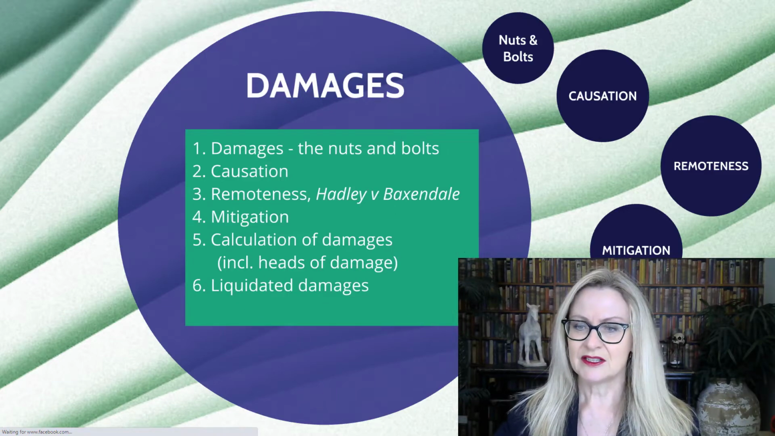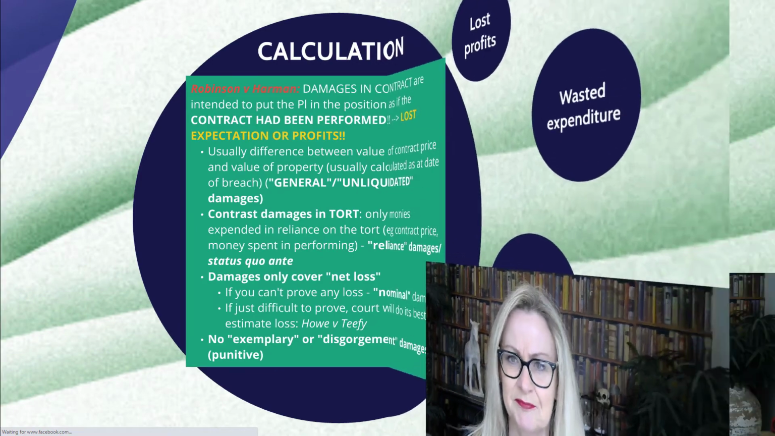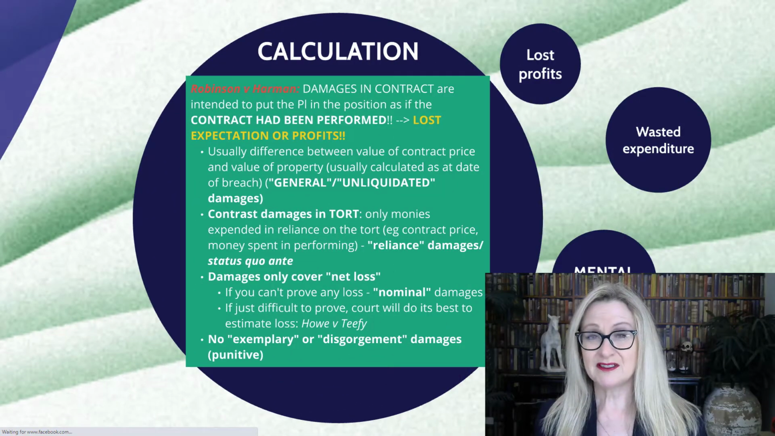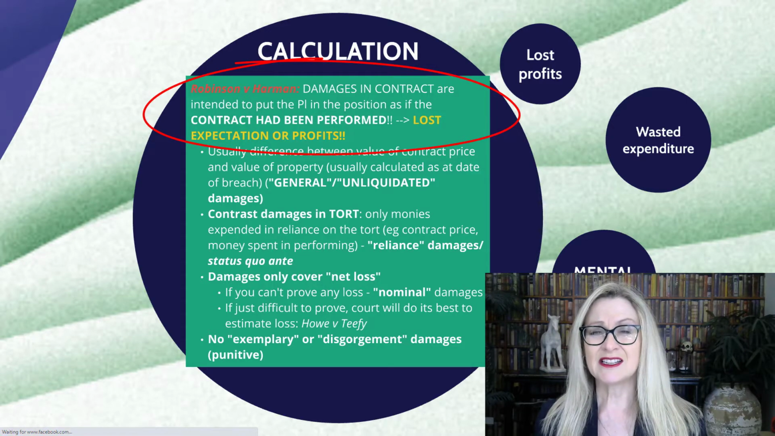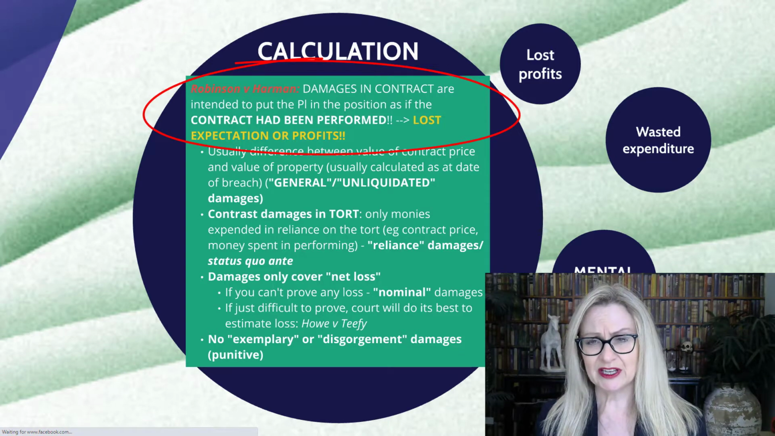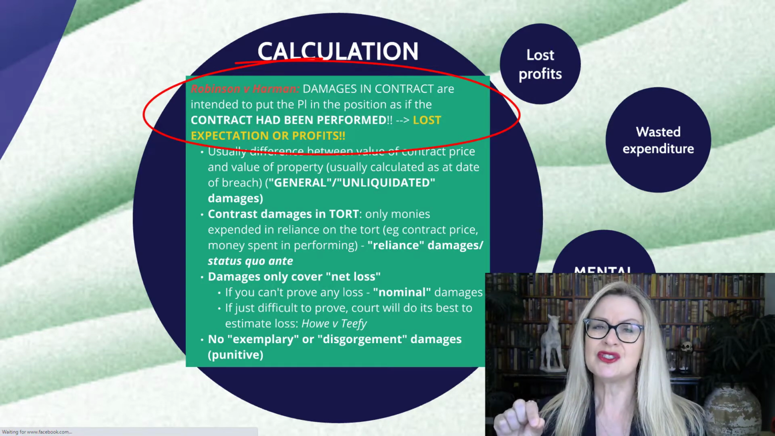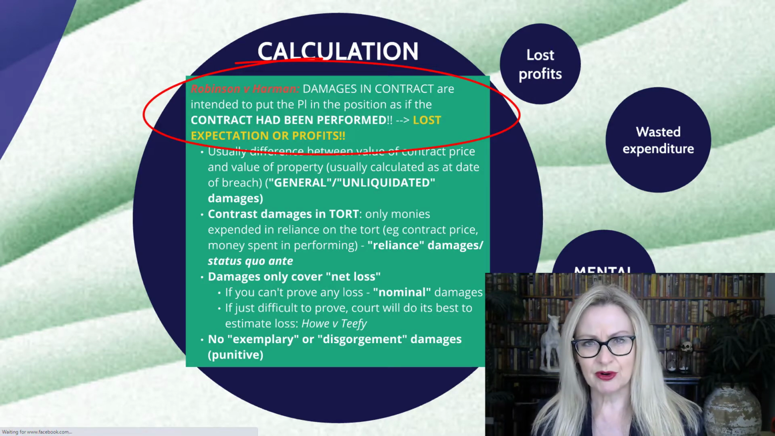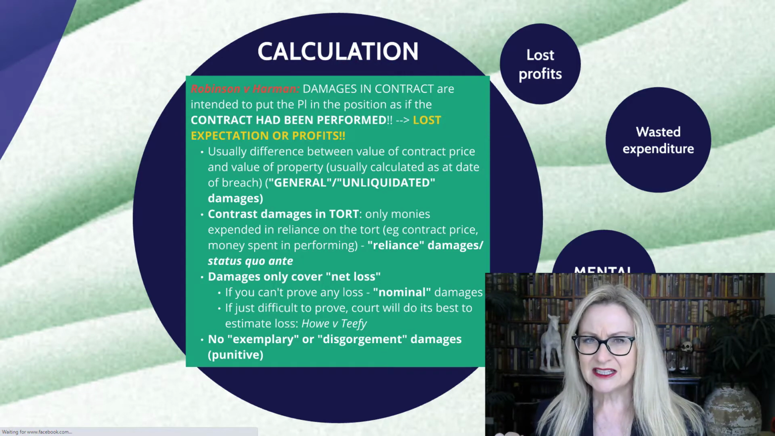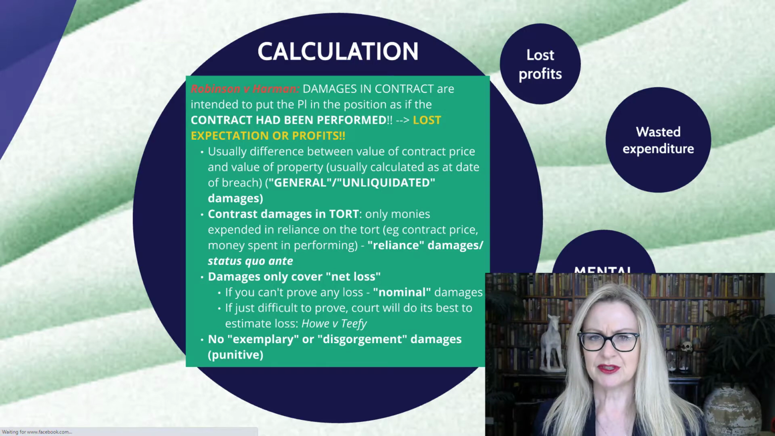So, looking first at calculation of damages, the big ticket item to take away from this discussion is the principle in Robinson and Harmon, which is an 1848 case, the foundational case in this area of law, that damages in contract are intended to put the plaintiff into the position as if the contract had been performed. That is, as if everything had gone off successfully. So what the plaintiff is essentially getting is their lost expectation, their expected profits out of the deal. That is the beauty of damages in contract.